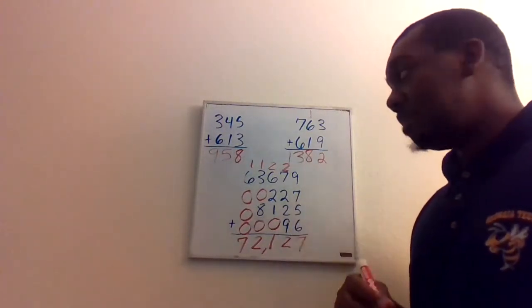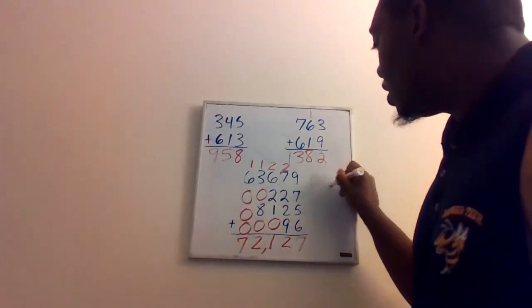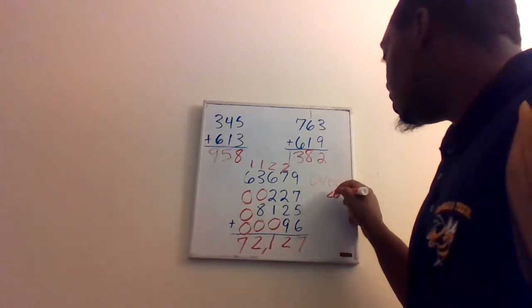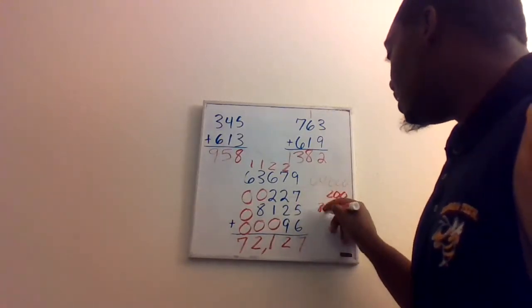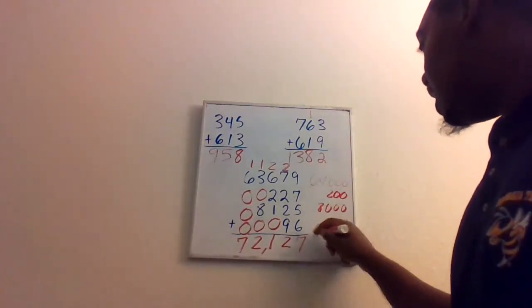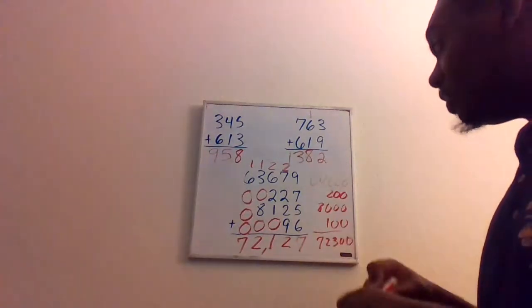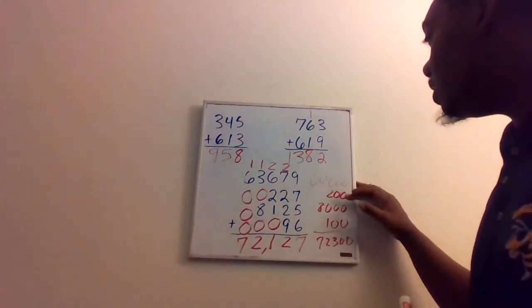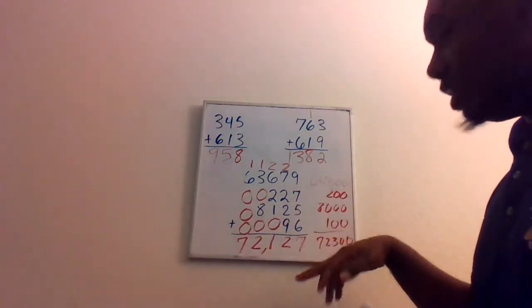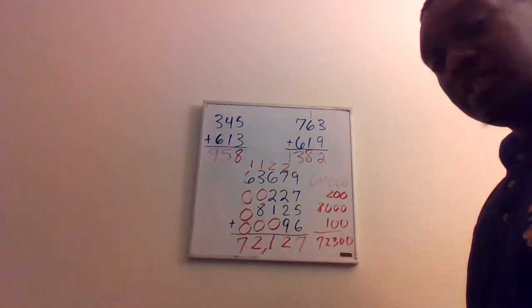If we looked at this in expanded form and estimated, I'd probably say that this would be 6,400. I would say that this would be around 200. I would say that this would be around 8,000. And I would say that would be around 100. And so if I did that, I would get 72,300. And I know that it would have to be a little less than that because of how much more I rounded up here than I did in the other places. So if I did that, notice that my answer is less than that.